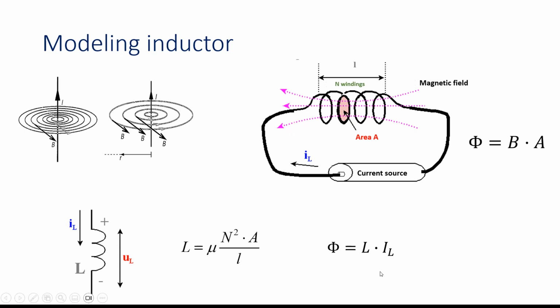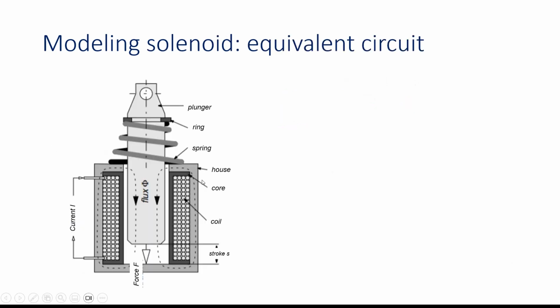And when a current flows through the coil, it creates a voltage across the coil, which is equal to the derivative of the flux with respect to time. Well, these are the basic equations for modeling an inductor. So now let's look at the equivalent circuit of a solenoid. And let's start with the equivalent circuit of the electrical part of the solenoid.